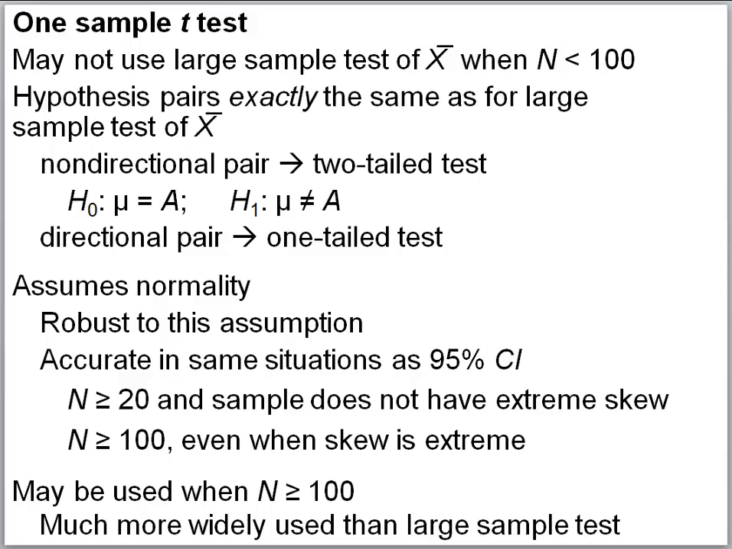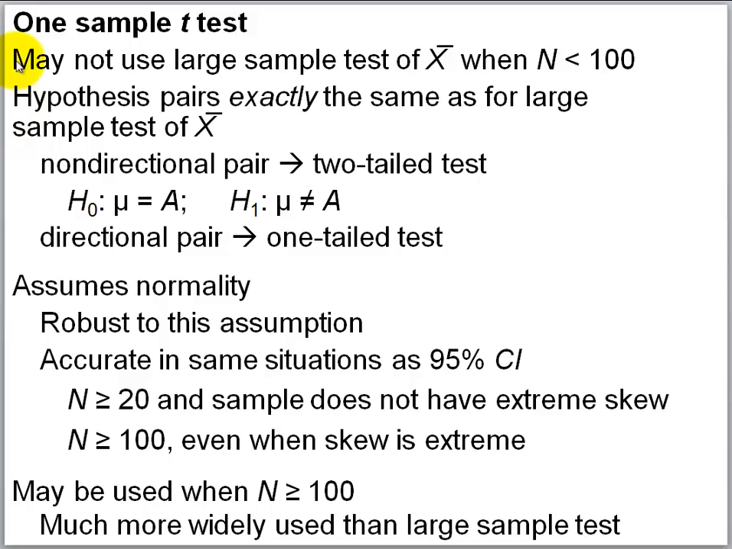Let's go ahead and learn about and carry out a one-sample t-test. Chapter 15 presented the large sample test of the mean. The one-sample t-test hypothesis pairs are exactly the same as for the large sample test of the mean. Just as does the large sample test of the mean, the one-sample t-test examines whether the mean in a random sample differs significantly, which is to say, by more than would be expected by chance alone, from some stated value.